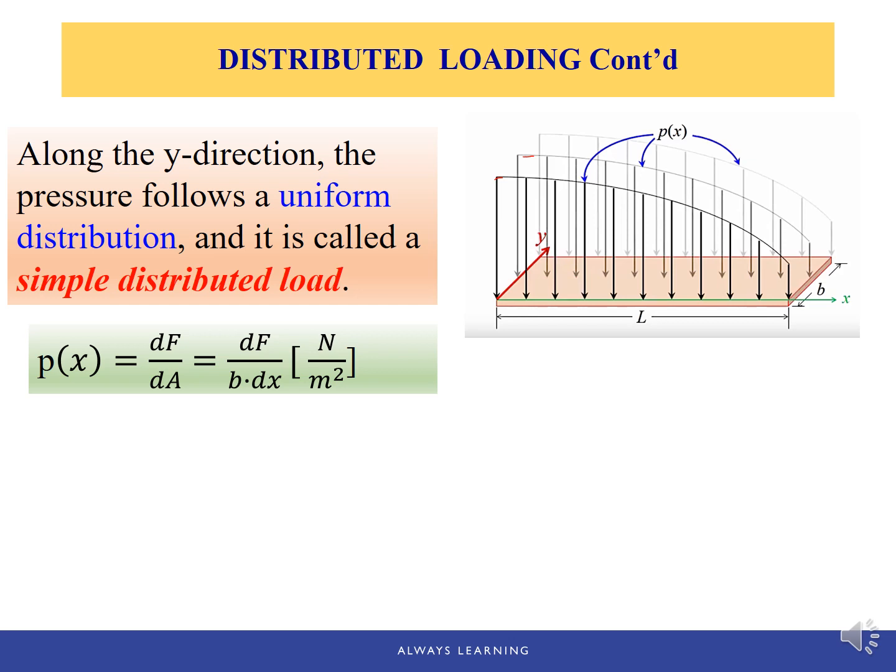Now let's choose one differential area on this board. If we choose one differential area at any arbitrary location x, this differential area has a differential length dx along the x direction, and the width of it is b. So this dA, the differential area, is dA equals b times dx, where b is a constant value, which is the width of the entire board.